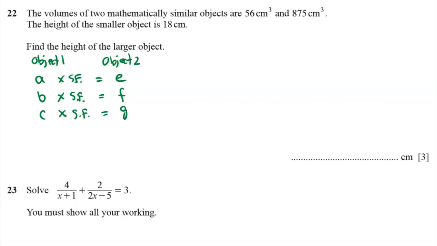There's a scale factor: you multiply any length in one object by the scale factor and you'll get the length in the other object. Okay, so this is a very rough proof for you. Very rough indeed. So how do we find the volume?